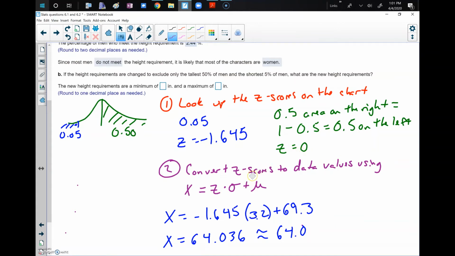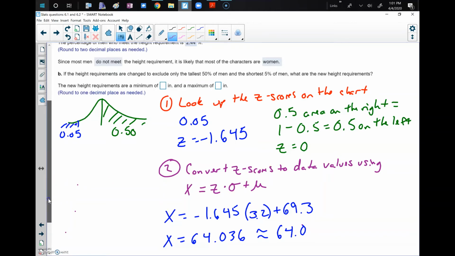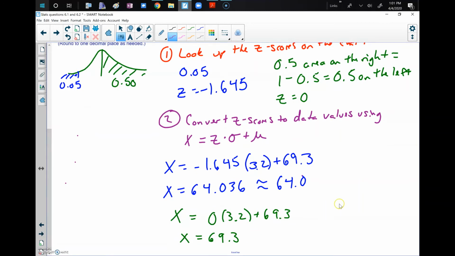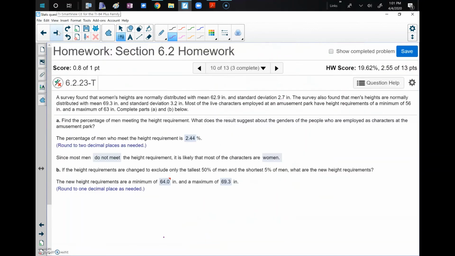So now we need to convert those z-scores into data values. So we're going to use the formula, our data value equals the z-score times the standard deviation added by the mean. So for -1.645, when we calculate it, that comes out to a value of 64 approximately. And when we do it for the 0 z-score, we get back the mean, which is 69.3. And we can see that those were the correct answers.